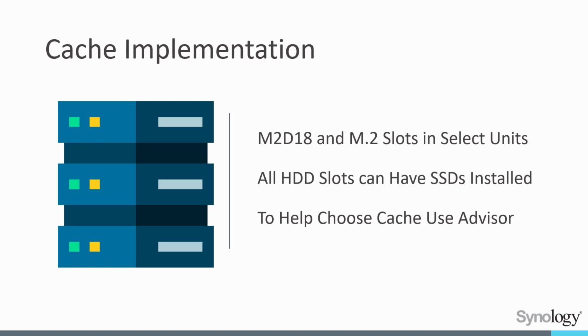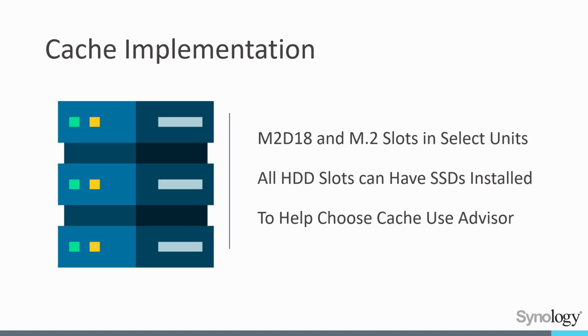Some of our newer units have M2 slots built in directly to the motherboard, so you don't actually need to get the card. A couple examples of this are the DS918 Plus, 1019 Plus, as well as the RS1619XS Plus. So you can utilize SSD cache without needing any additional cards on those.